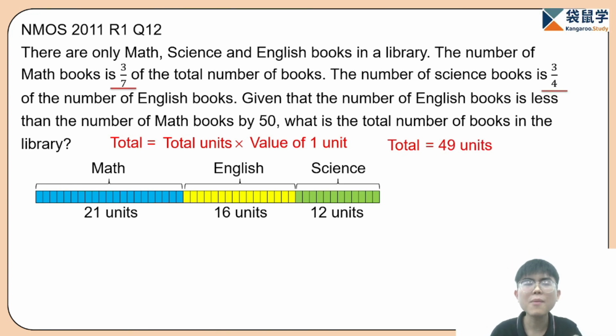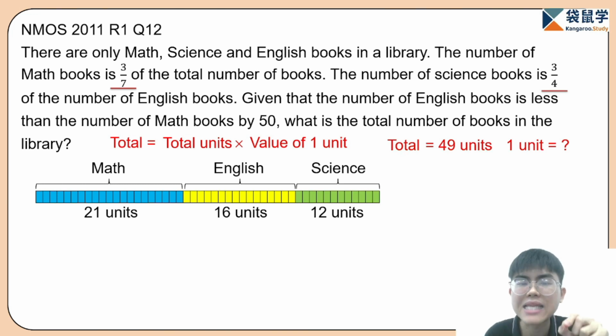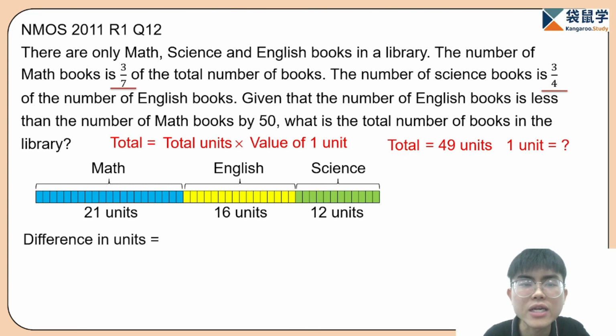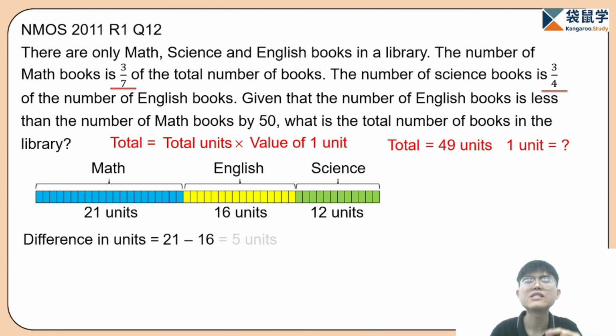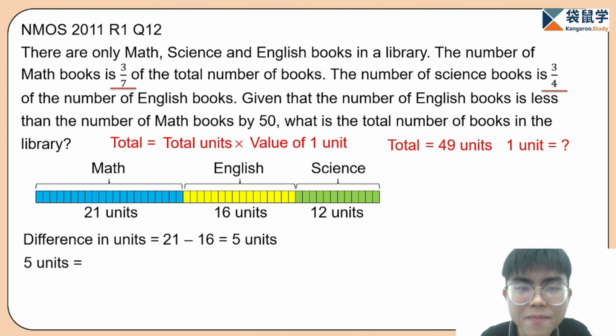Alright, how about 1 unit? How do we find it? So from the question, we know that English book is less than the number of math book by 50. So what does this 50 represent, guys? It is a difference between English and math book. So from a model, how do we find the difference? So we can find the difference in unit. So we can use 21 minus 16 and the answer is 5 unit. So what does this 5 unit represent, guys?